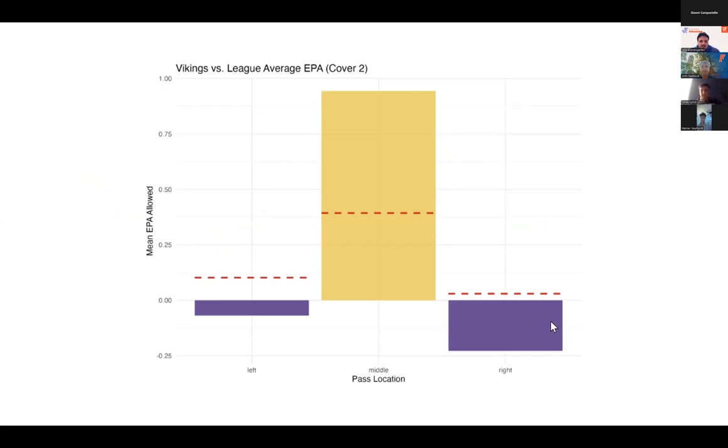Yeah, so this graph kind of shows what we've already been saying, that the Vikings are very vulnerable in the deep middle part of the field on cover two. These red dotted lines are the league averages based off of the pass location. So they're way better than the league average when defending passes to the left and to the right, and then they're way above the league average, meaning that they allow more EPA when teams target the middle of the field.